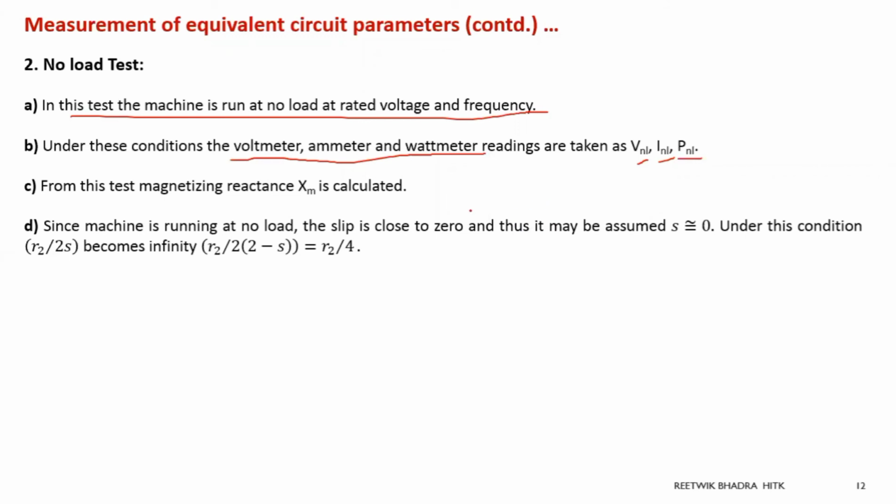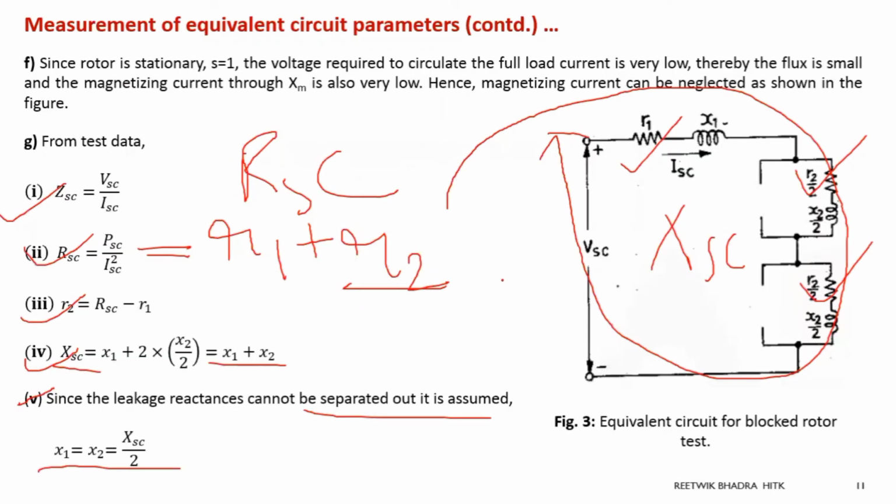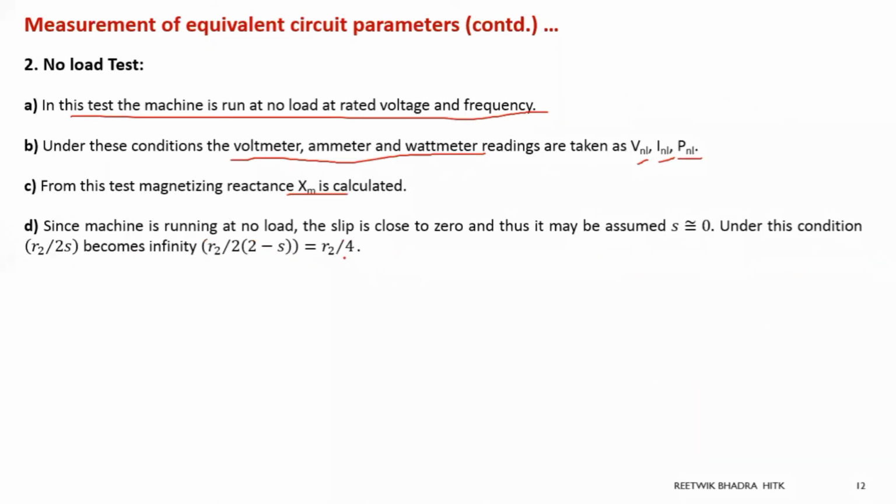And what is the parameter left? Xm. So Xm is calculated. Again, we have to take some assumption and draw the equivalent circuit. What is the assumption? Since our motor is running at no load, it is running at maximum speed, so slip will be close to 0.